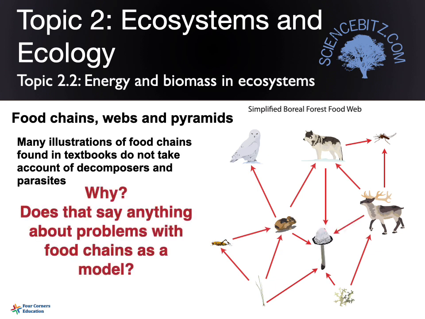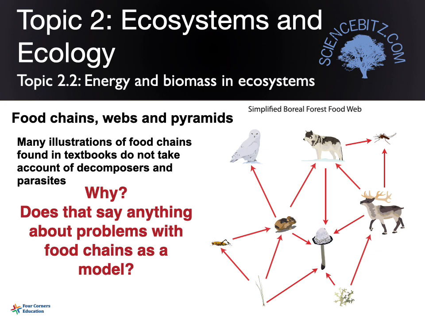So why might many textbooks leave out the decomposers and the parasites? Does that really say something about problems with food chains as a model? And food webs as a model?